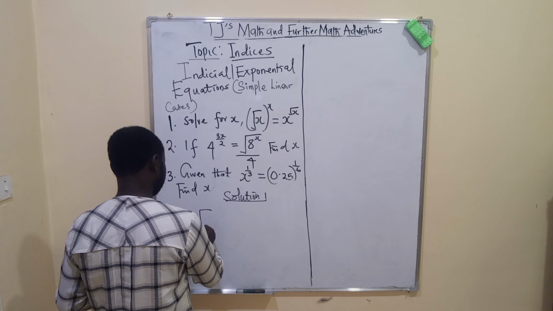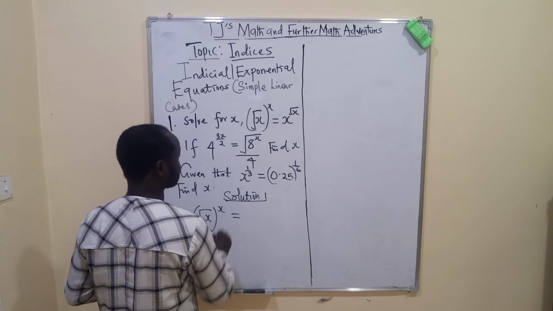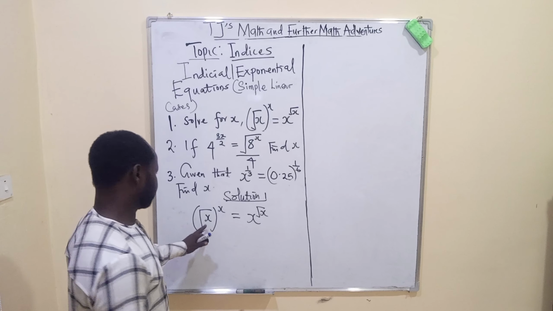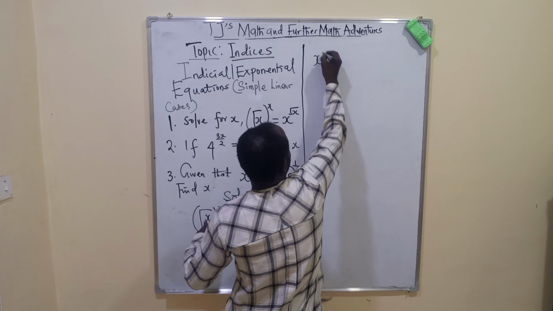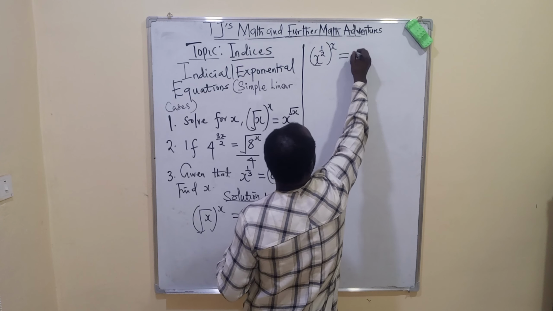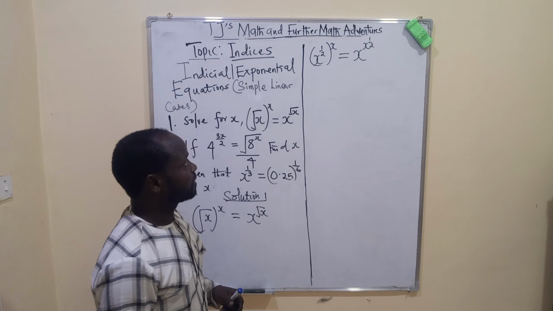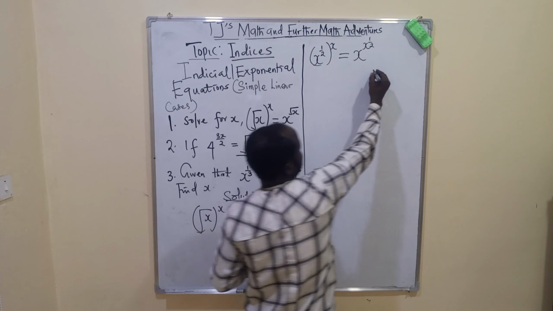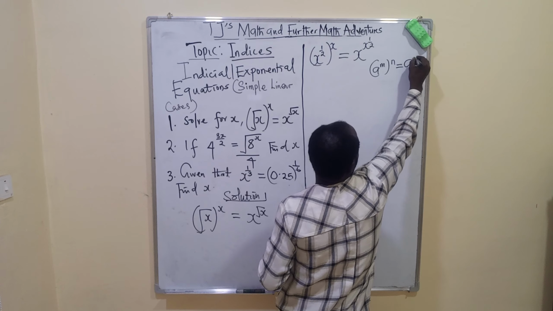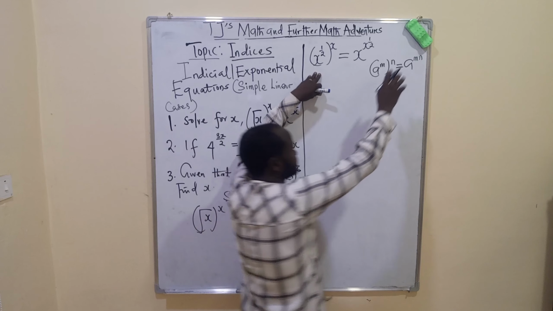The question is the root of x all in power x is equals to x power root x. Okay, let's take it here. We can write this as x power half all in power x, which is equals to x power half. Okay, we can write this as this using power law. If we have a power m all in power n, this is the same thing as a power m times n. That's from the power law of indices. We apply power law of indices here.